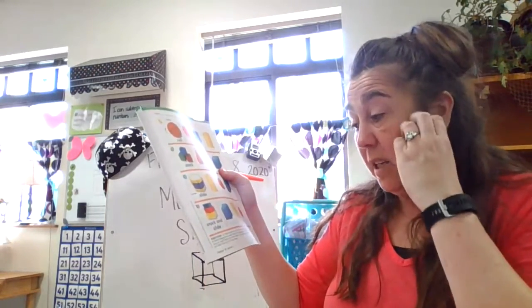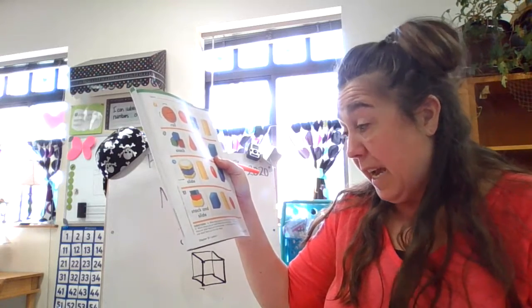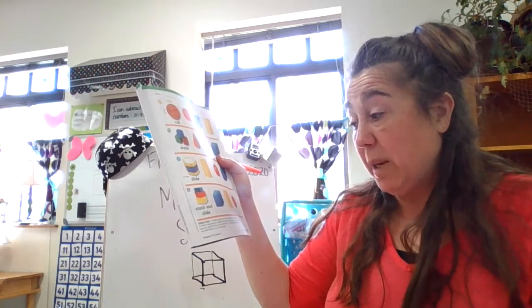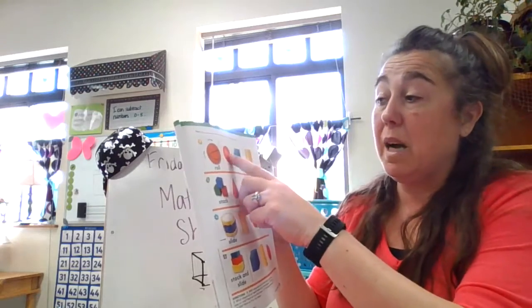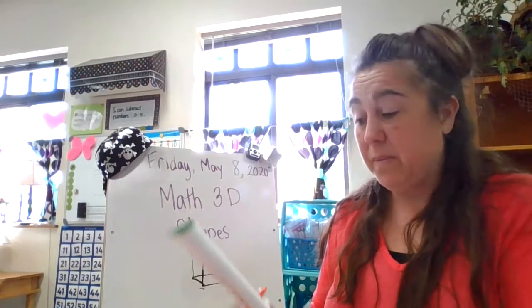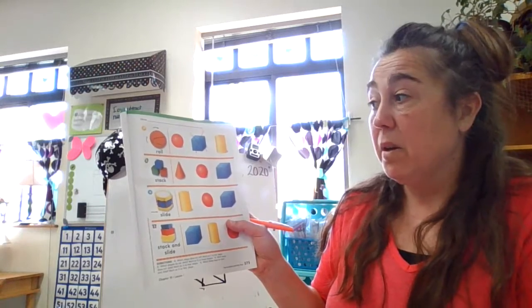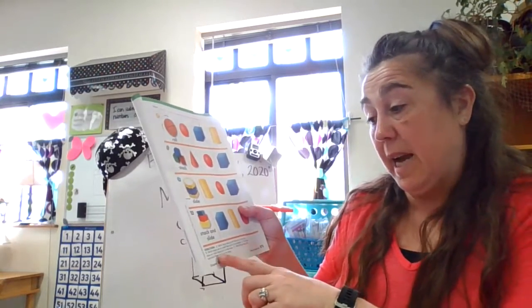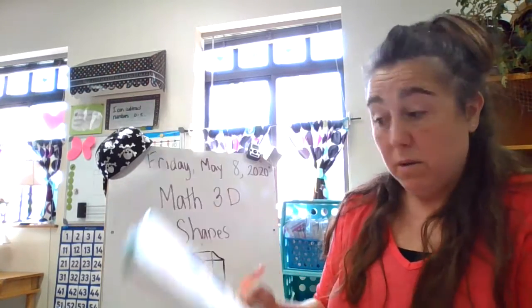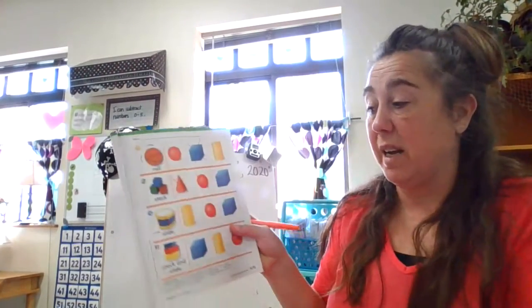So it says, which shape does not roll? Mark an X on that shape. Which shape does not stack? So which one does not roll? Which of these does not roll? I agree. A cube does not roll. All right. On this one, which one does not stack? Well, yep, the cone does not stack and the sphere does not stack. I agree.